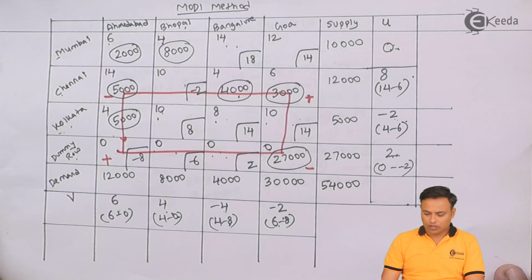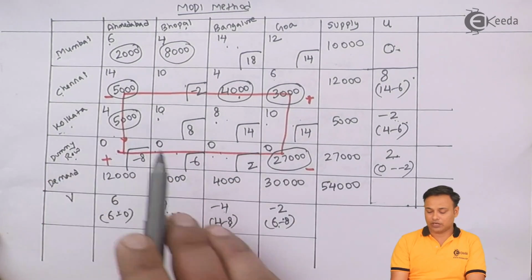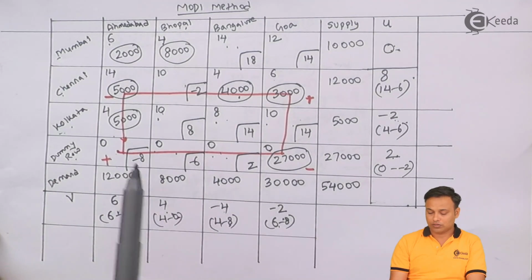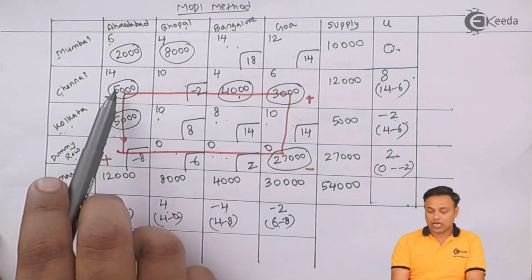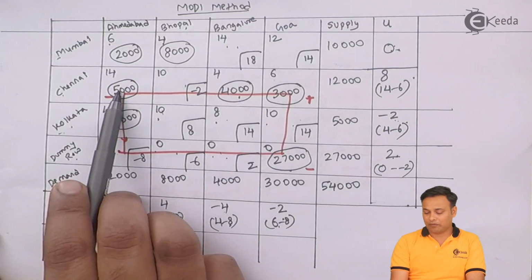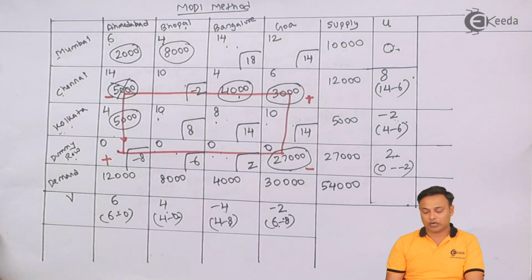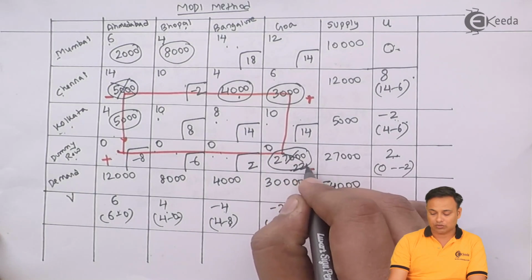Now, how to optimize the solution? If you look at the table, we have two positive signs and two negative signs in the loop. In the negative signs, now look at the allocations, not at the cost. We have an allocation of 5,000 in the negative sign and 27,000. Out of this, the lowest is 5,000. So we'll subtract 5,000 from here, we'll subtract 5,000 from here. So this will become 0 and it will become unoccupied cell. This 27,000 will become now 22,000.